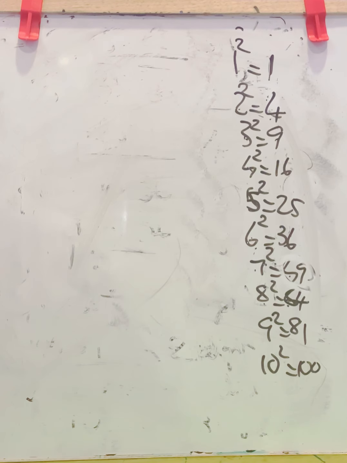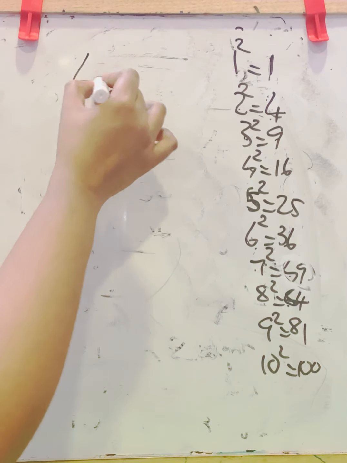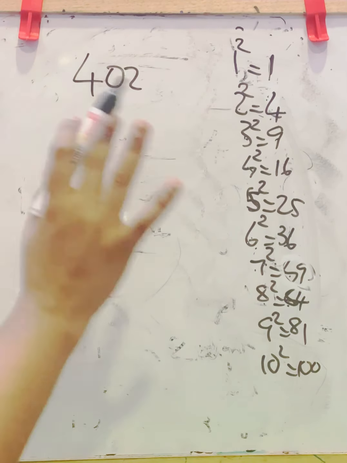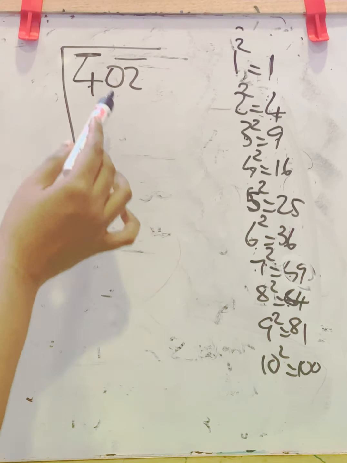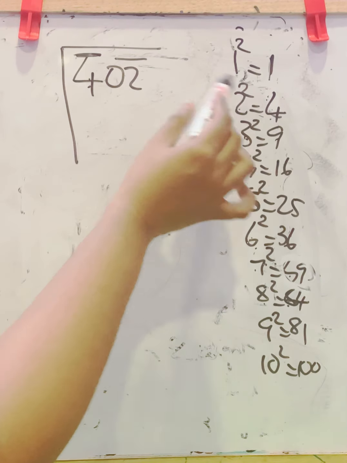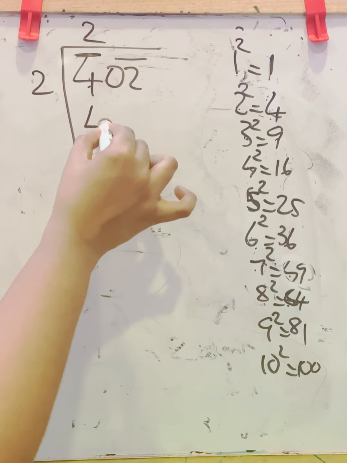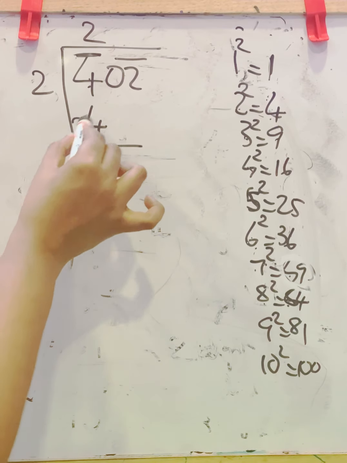Find the least number which must be subtracted from each of the following numbers so as to get a perfect square. Also find the square root of the perfect square so obtained. First question, 402. It is not a perfect square. Now it is 4. 4 is 2 square, so you can write 2 into 2 is 4. Balance is 0.